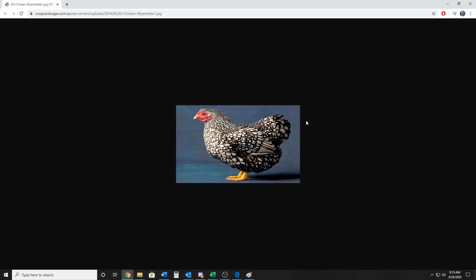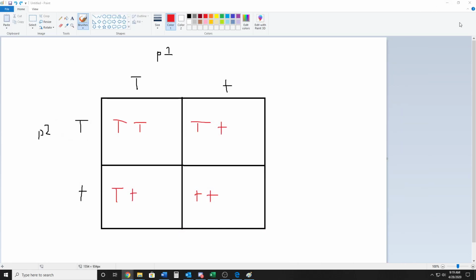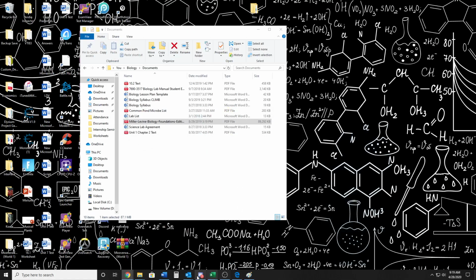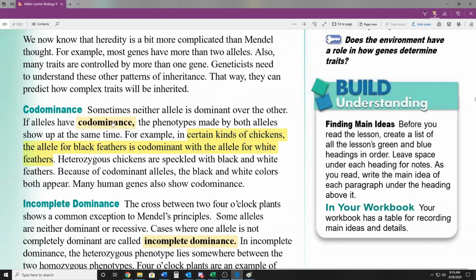So here is an example of this codominance pattern of inheritance being expressed. The black feathers do not prevent the white feathers from being expressed, and vice versa. Both of them are expressed equally. You get white and black feathers, or feathers that are black and white, because of this interaction between those two alleles. And there's a way I like to refer to this particular pattern of expression.